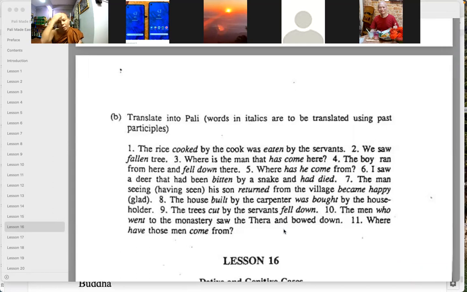So today, we will do exercise B of lesson 15. Actually, last time we finished exercise 5, but we will do it again.